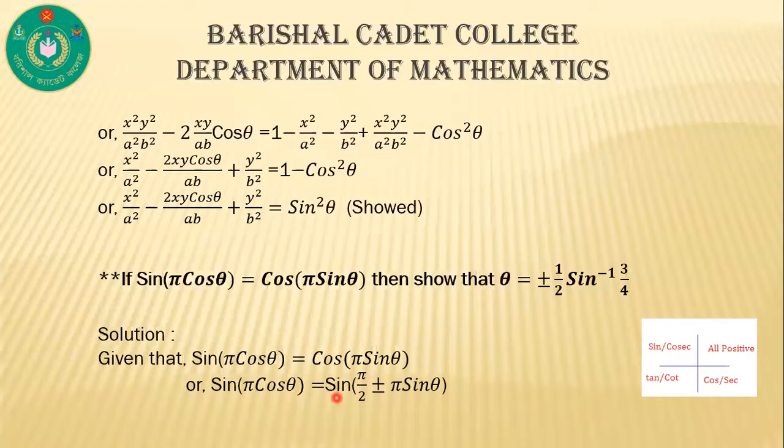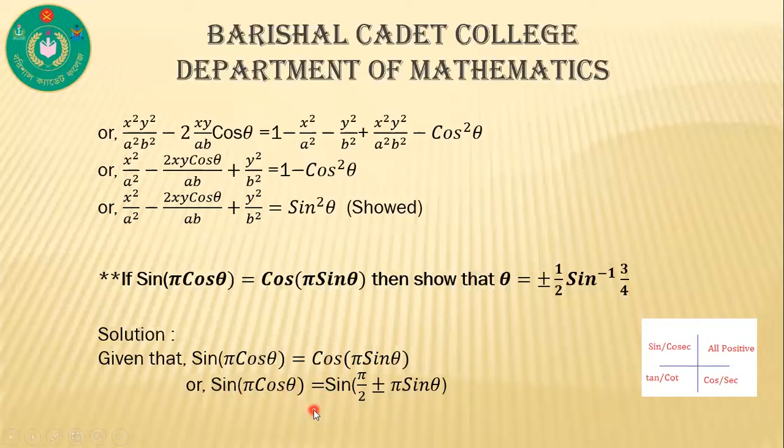That means 1 is an odd number, so sin will turn into cos. And pi by 2 plus minus theta, that means the first and second quadrant. Here sin is positive, also here sin is positive. That's why we can write cos pi sin theta is equal to sin of pi by 2 plus minus pi sin theta.